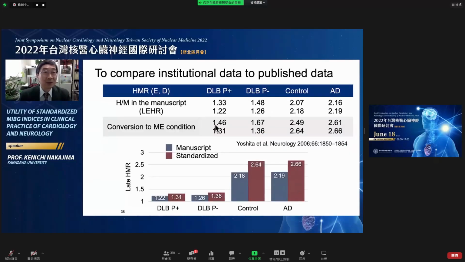Standardization is also useful to compare institutional data, or your institution, to published data. This is an example from Kanazawa University. The H2M in the manuscript is like this: DLB, Parkinson positive and negative, and control and AD. But if someone uses an MEGP collimator, then it should be interpreted like this. Particularly, the difference is large for control patients, 2.2 versus 2.6, and 2.2 versus 2.7. So we can interpret in any way depending on your institutional conditions.